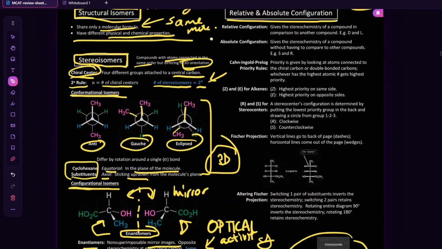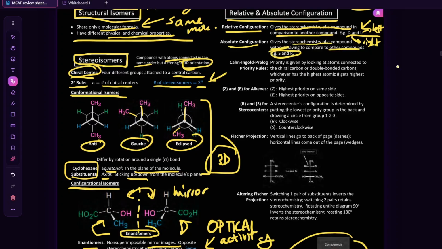And so relative and absolute configuration. Relative configuration gives the stereochemistry of a compound in comparison to another compound. For example, D and L. If you remember in biochemistry, we talked about D and L briefly, and then I told you to review organic chemistry because relative and absolute configuration is all organic chemistry stuff. D means being right-handed, L means left. Absolute configuration gives the stereochemistry of a compound without having to compare to other compounds.